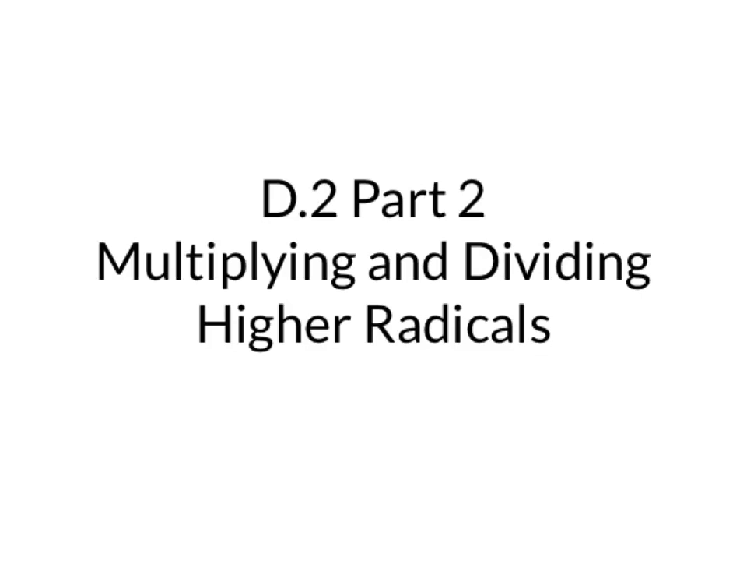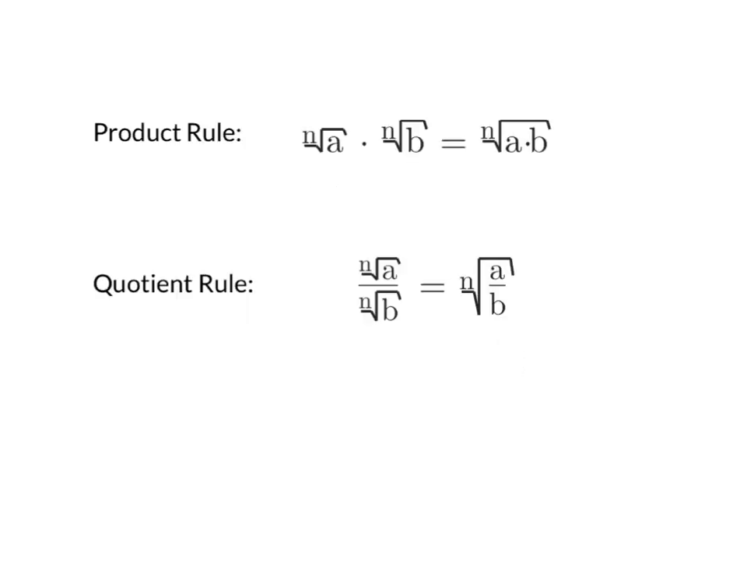All right, in the last presentation, we talked about multiplying and dividing square roots. In this one, we're going to talk about higher radicals. We're going to talk about cube roots, fourth roots, fifth roots, etc., and see how we can apply what we looked at in the last presentation to this one. So we still have the same rules.